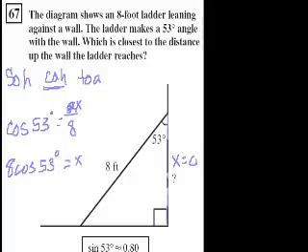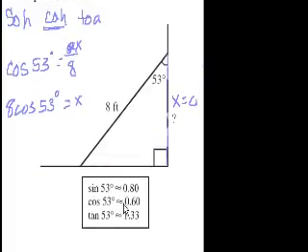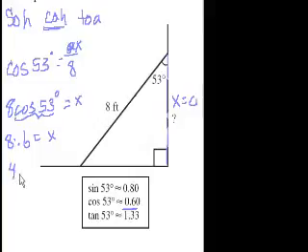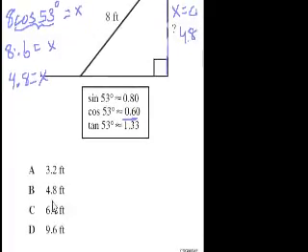And they give us a little chart. They tell us that the cosine of 53 degrees is approximately equal to 0.6. So we get 8 times 0.6 is equal to x. 8 times 0.6 is what? 4.8, right? It's 48 with one digit behind the decimal point. So x is equal to 4.8. And that is choice B.